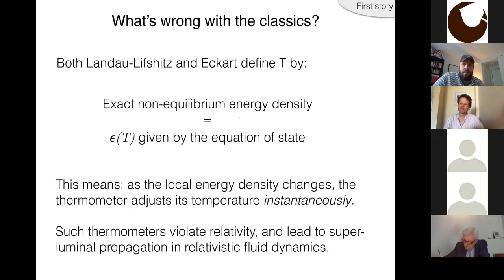So what exactly is wrong? The easiest way to understand this is the following. Both Landau-Lifshitz and Eckert define temperature by this equation. They say that the exact non-equilibrium energy density is given by E of T, where this is the energy density as a function of temperature given by the equation of state, right? And remember, energy is the real thing, and temperature is just a proxy for energy. If this is how you define temperature, it means that as the local energy density changes, the thermometer adjusts its temperature instantaneously, okay? And such thermometers that react instantaneously violate relativity and lead to superluminal propagation in relativistic fluid dynamics. This is why the equations of Eckert and Landau-Lifshitz make no physical sense, and that's why they have pathologies.